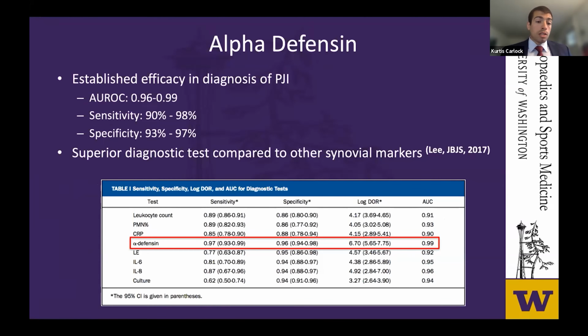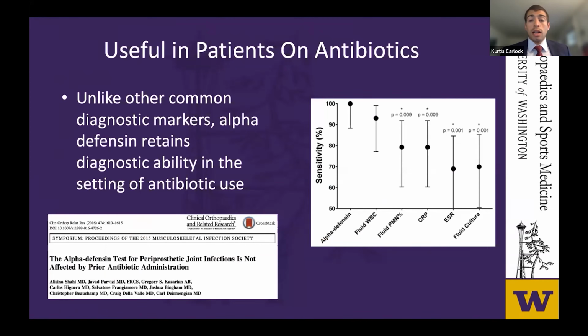This table here out of a recent meta-analysis of prospective studies examined the utility of various synovial markers and found that alpha defensin overall was found to have a sensitivity of 97% and a specificity of 96%. So very, very promising results, very promising marker. And furthermore, alpha defensin was found to be very useful in patients on antibiotics, which is unique in that it retains its diagnostic ability in these patients.